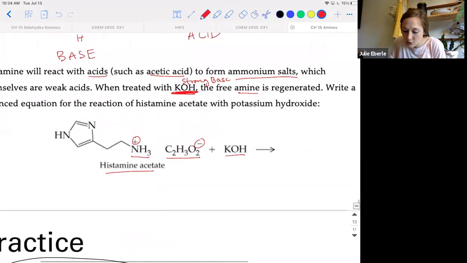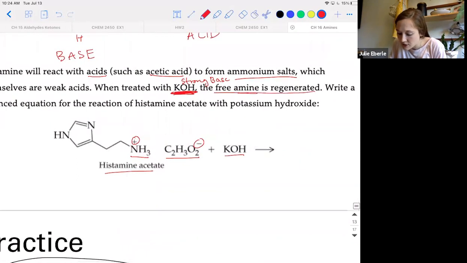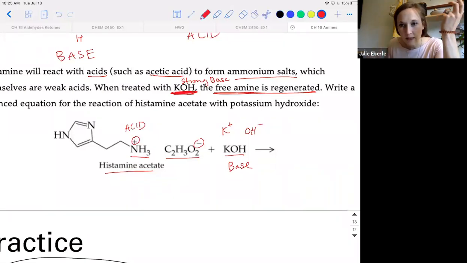What it said when treated with KOH, the free amine is regenerated. So this is not going to be a full double displacement reaction. Here's what's going to happen. This is going to act as the acid. This is going to act as the base, okay? And then we know if we were to break potassium hydroxide up, we get K, here's the cation, and here's the anion, OH. So if we're going to regenerate the free amine, what does that mean?